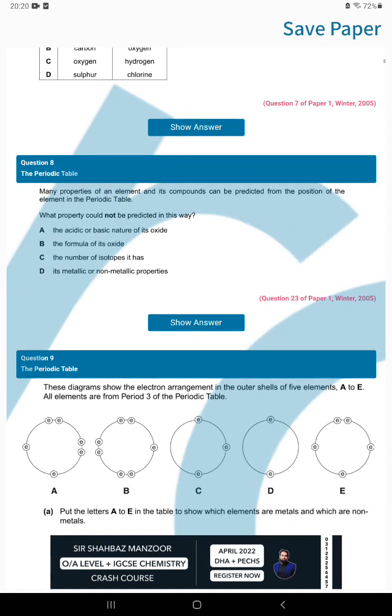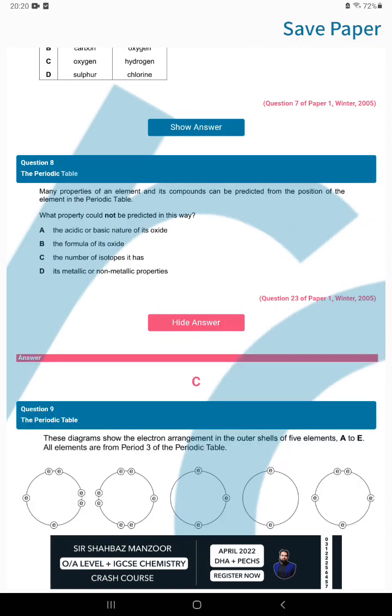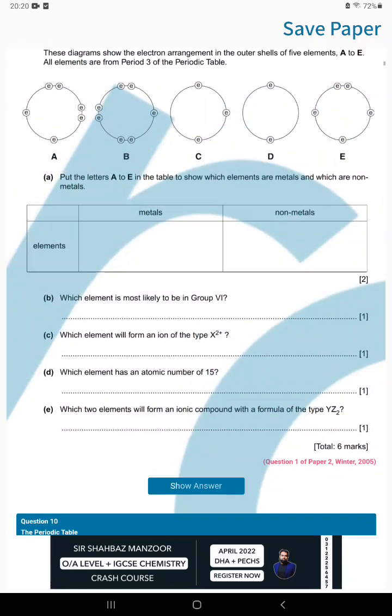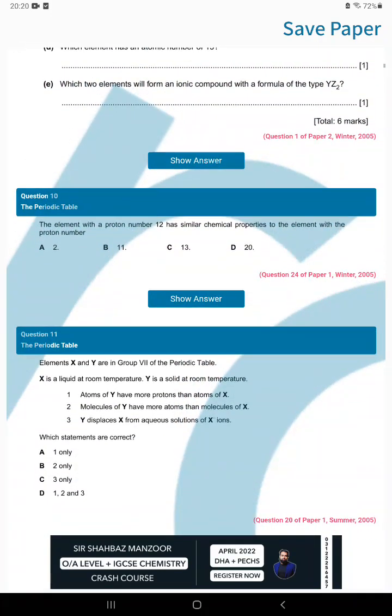Moving on. Many properties of an element and its compounds can be predicted from the position of the element in the periodic table. What property could not be predicted in this way? The acidic or basic nature of its oxide, the formula of its oxide, the number of isotopes it has, its metallic or non-metallic properties. C. Yes, that's correct. The number of isotopes it has. Moving on. It's C. This is again a P2 question.